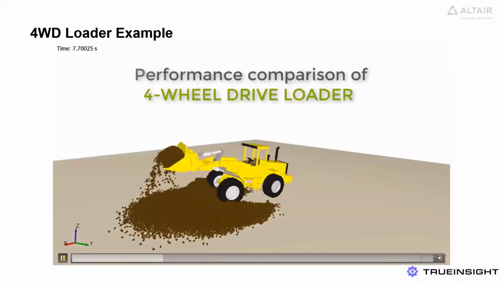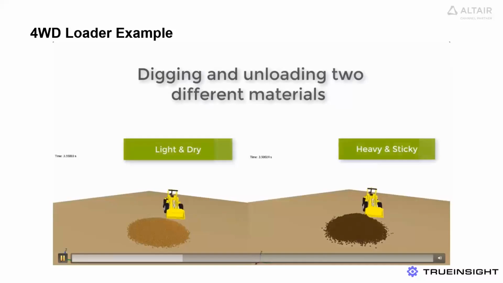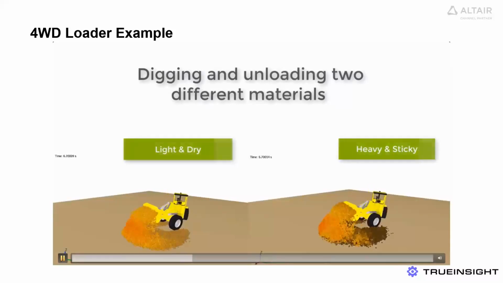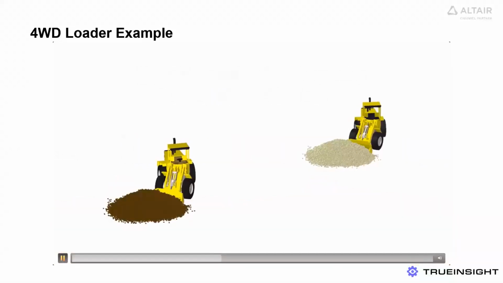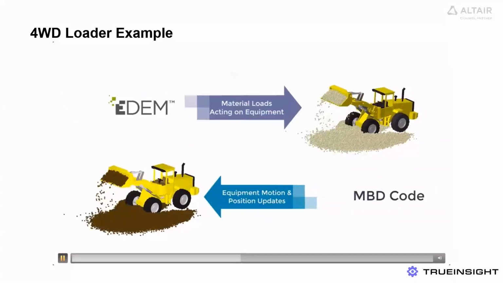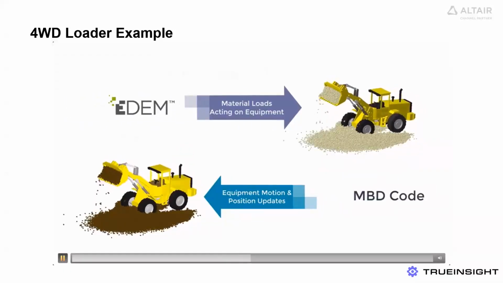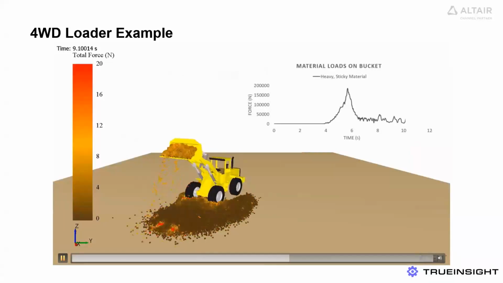In this video, the video considers the digging and unloading cycle of a 4-wheel drive loader for 2 different materials. The loader itself contains a network of linkages and hydraulics, which creates a complex interaction between the machines and the material. To understand how different materials affect the loads acting on the system during operation, we are coupling EDEM with an MBD code. And in fact, in this case, it was Recurdyn.